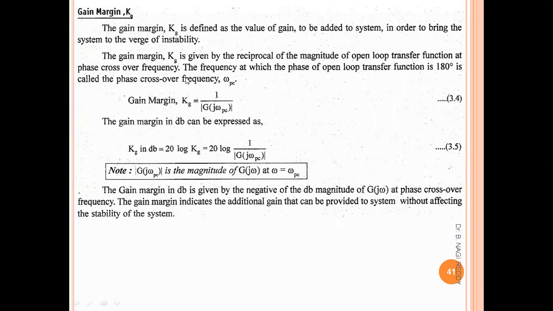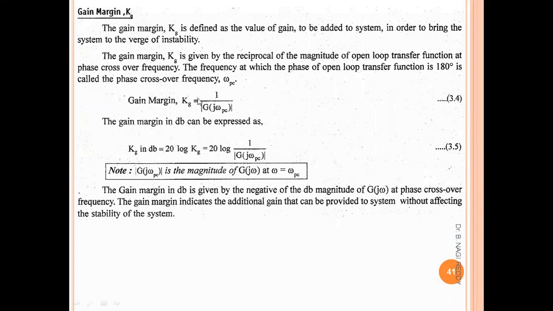This magnitude is helpful to calculate the gain margin, which is the reciprocal of the magnitude of the open loop transfer function at the phase crossover frequency. Generally, if we want to represent this Kg in the frequency domain, we will consider the logarithmic to represent this gain in dBs. Generally, in the frequency domain, we have to represent the gain in decibels. So in order to convert the gain to dBs, we must apply 20 log.